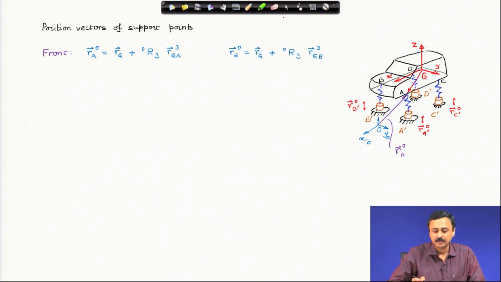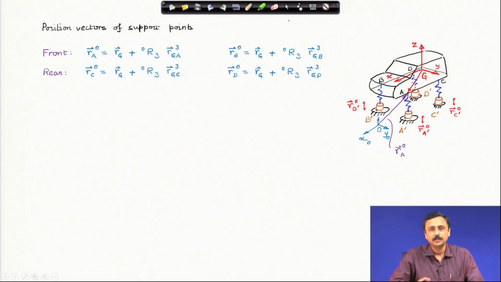Now, it similarly follows for the position vector of point B. This is point B, and we can write the position vector of point B in the ground fixed frame as the position vector of G plus the transformation of G B, which can be expressed easily in the third frame, the body fixed frame, and I can transform it using the rotation matrix. And similarly for the rear two wheels, the structure remains the same.